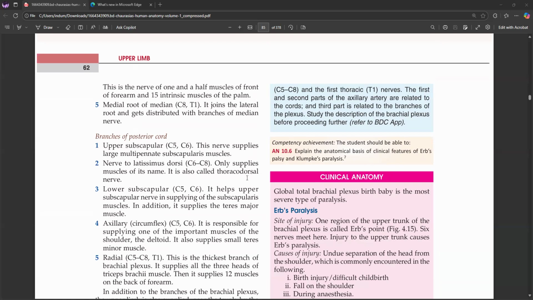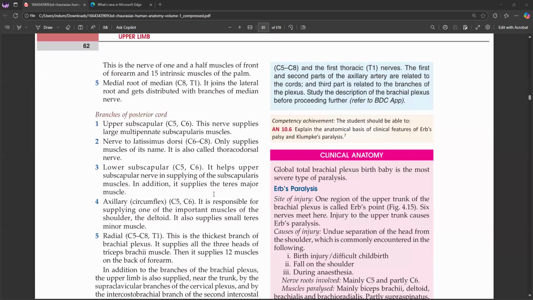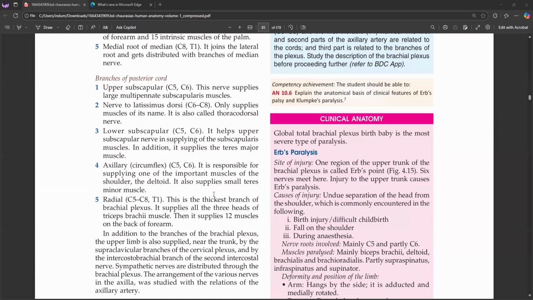Branches of posterior cord. Number 1, upper subscapular, C5, C6. This nerve supplies large multipinnate subscapularis muscles. Number 2, nerve to latissimus dorsi, C6 to C8. Only supplies muscles of its name. It is also called thoracodorsal nerve.